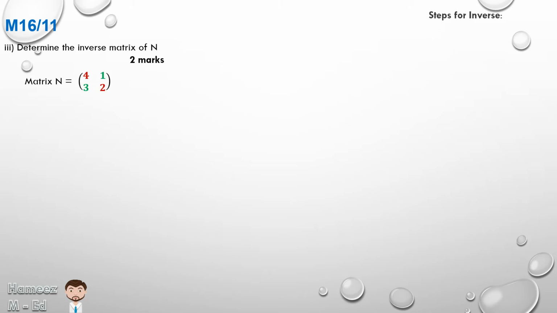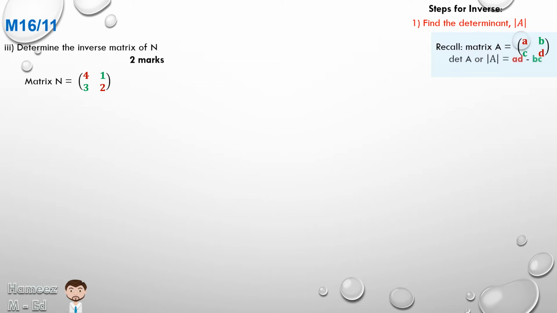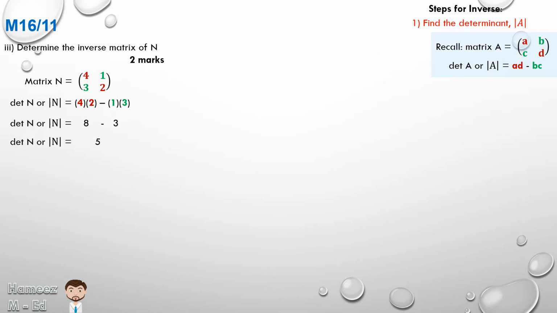And what are the steps for inverse? First, find the determinant. So let's recall for some matrix A, B, C, D. Generally, the determinant of A, or mod A, would be the major diagonal terms when you multiply them minus the minor diagonal terms when you multiply them. So we have them in red and green, so it will be AD minus BC. And let's apply that to our question here. So the determinant of N would be the red terms 4, 2 minus the green terms 1, 3. So the determinant of N would be 4 twos are 8 minus 1 three is 3. 8 minus 3 is 5. So we found the determinant.